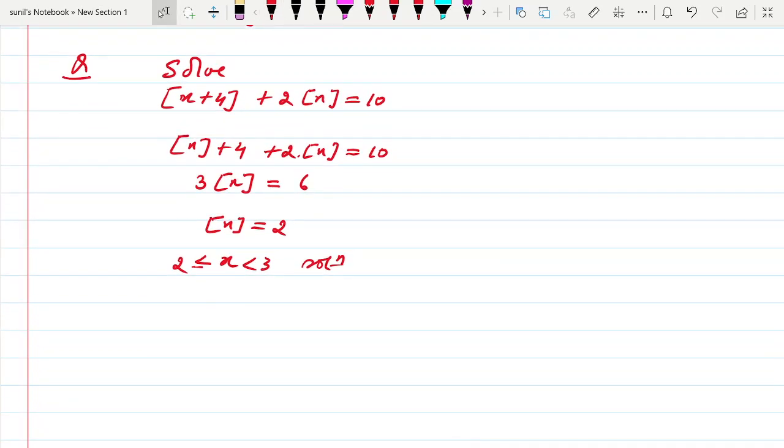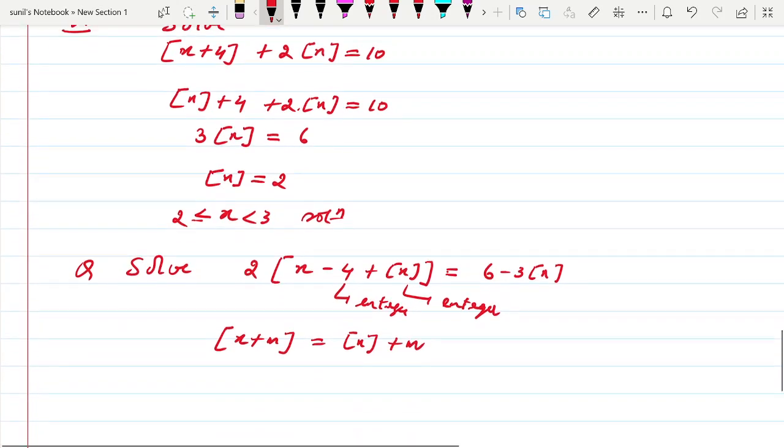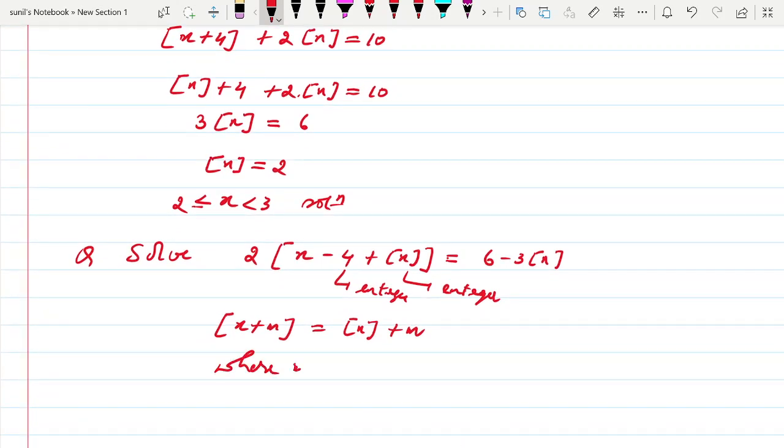Now again we have a question. It says solve 2 times bracket x minus 4 plus bracket of x, and the whole of the bracket, equals 6 minus thrice bracket x. Now guys, this is an integer, and this one is also an integer. So what property have we studied? Bracket x plus m, where m is an integer, is bracket x plus m, where m is an integer.